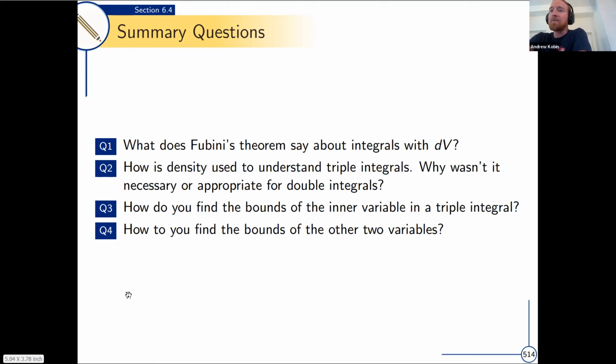Next, how do you find the bounds of the innermost variable in a triple integral? In many of our examples, it was dz on the inside, but in general, like the paraboloid problem 2 slides ago, you may want to use a different variable. And finally, how do you find the bounds of the other 2 variables once you've chosen the bounds for the inner variable in your triple integral?